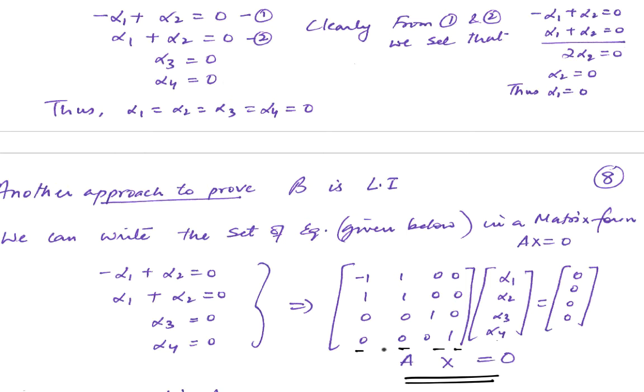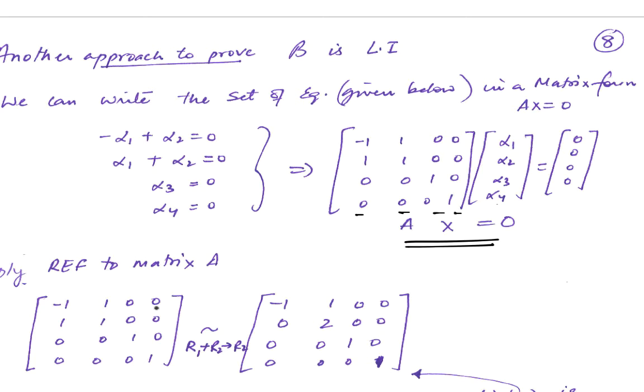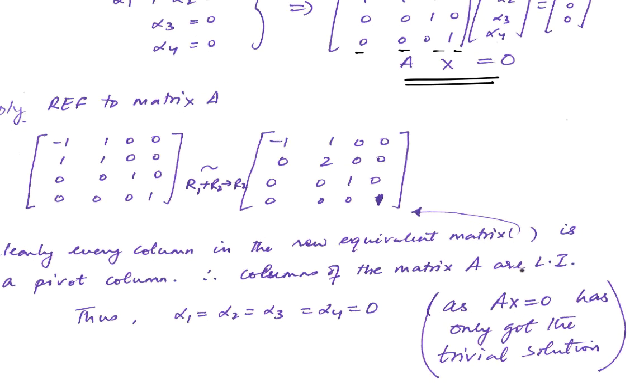We're going to just apply the row echelon form algorithm to this matrix, guys. So when I do the algorithm on it, what do I see? That every column of this row equivalent matrix is a pivot column. And hence, if every column is a pivot column, what we have learned is that the columns of this matrix are linearly independent. If they're linearly independent, that means the alpha i's are equal to 0, which in turn means that the corresponding matrix equation here has only the trivial solution.